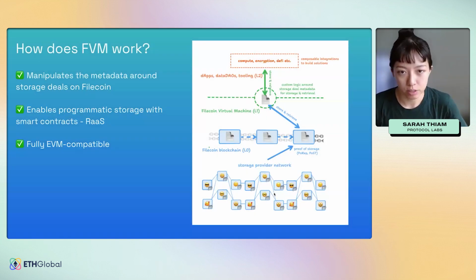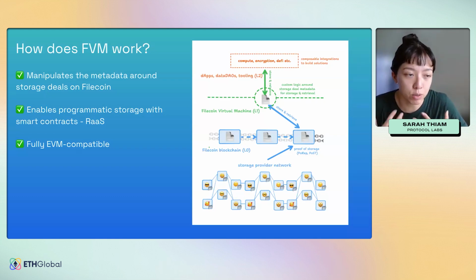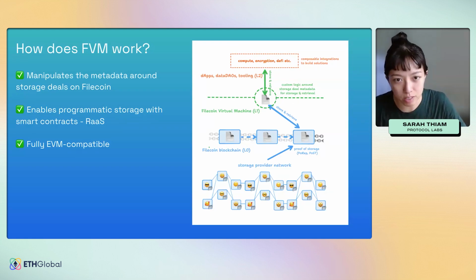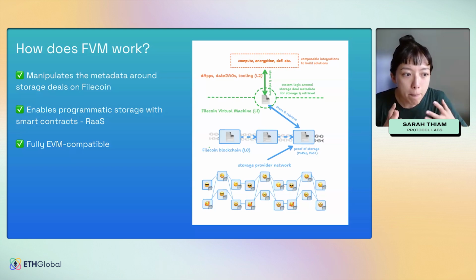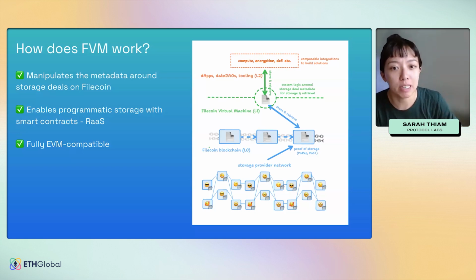So just a little bit on how FVM works, because I also got confused around what exactly it is doing. I think once you understand this crucial concept, it should make it much easier for you to design your solution. What FVM does is actually manipulate the metadata around storage deals on Filecoin. So when we say that FVM allows you to do programmable storage, you're not actually manipulating the pieces of data itself, opening up the data file and manipulating the data within.